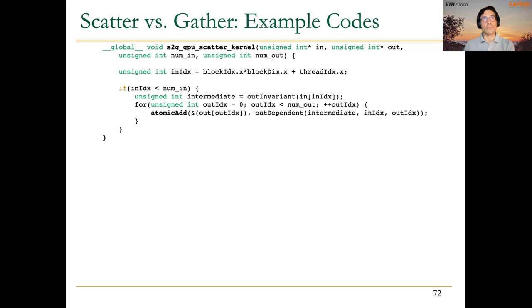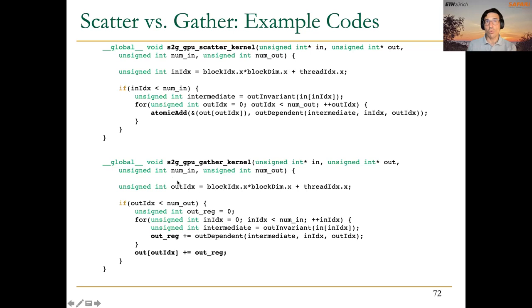However, in a gather approach, we are assigning to each thread one element of the output. So every thread only needs to worry about its own element of the output, but needs to go over all the elements of the input, these num in elements of the input array. So we read every element in the input array, obtain some intermediate result, then obtain some output dependent intermediate result, and then we update the corresponding element in the output array.